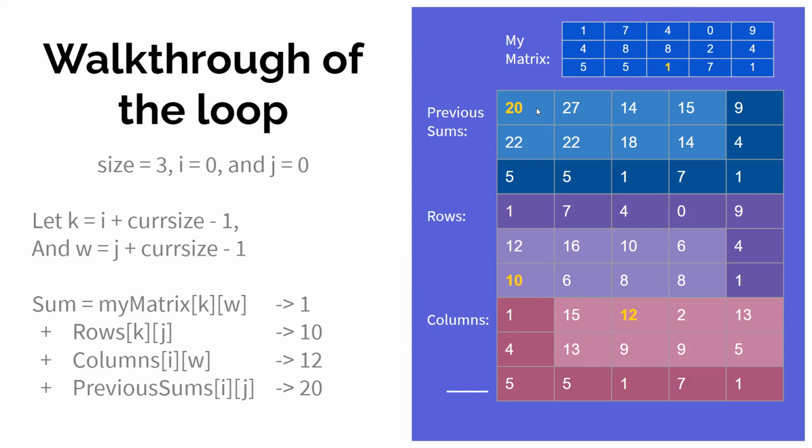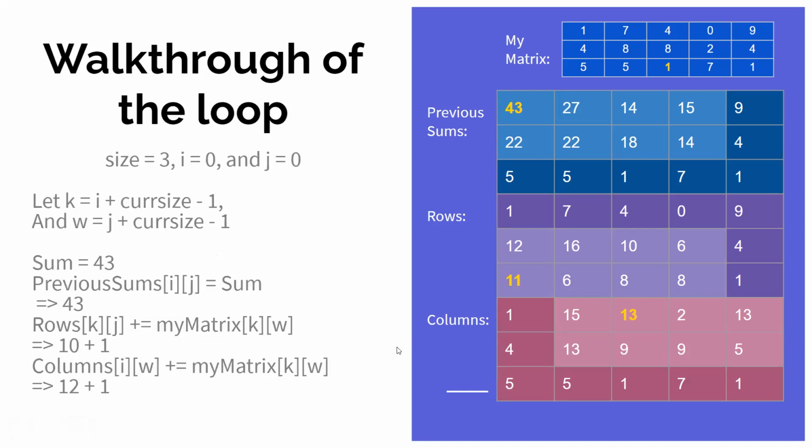And what I noticed when creating this diagram is that you could just think of it as 4 corners. We get one corner from my matrix, another corner from previous sums, then one from rows and columns. And so right now we're just doing the math for sum. And then once we do that, sum equals 43 in this case.